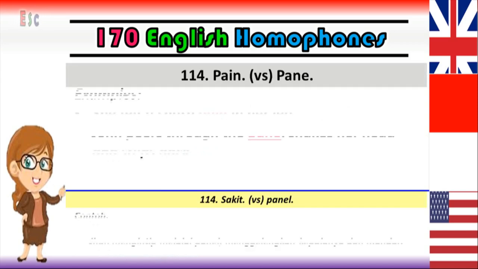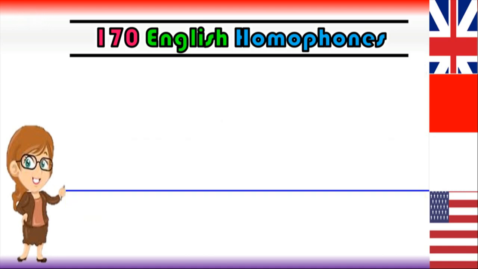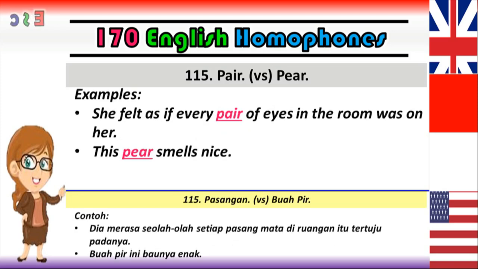114. Pain versus pane. Examples: she felt a sharp pain in her leg. John peers through the pane, shakes her head, and steps back. 115. Pair versus pear. Examples: she felt as if every pair of eyes in the room was on her. This pear smells nice.